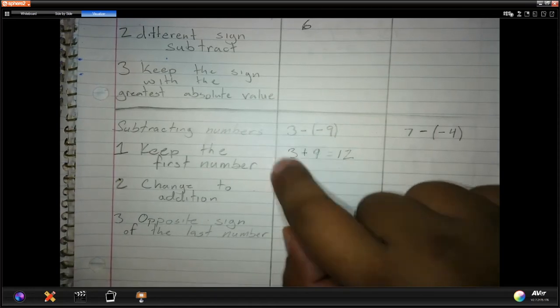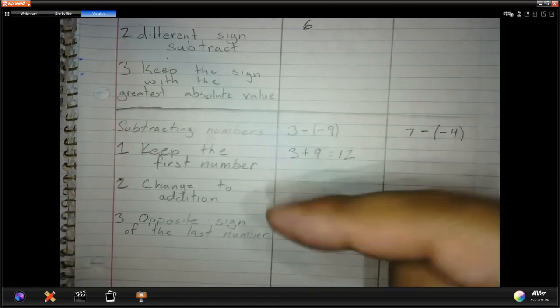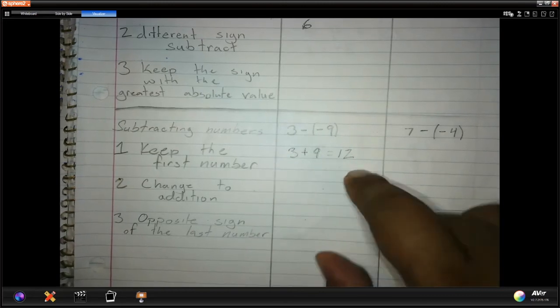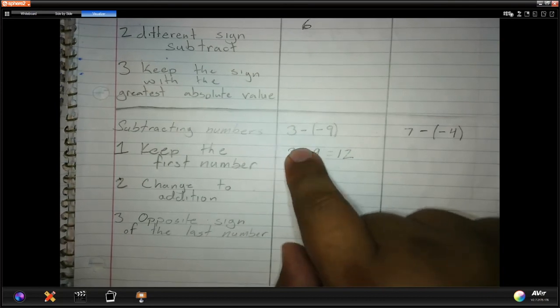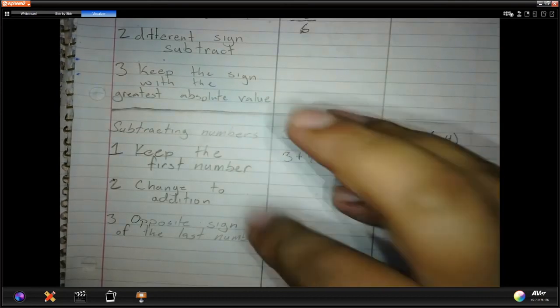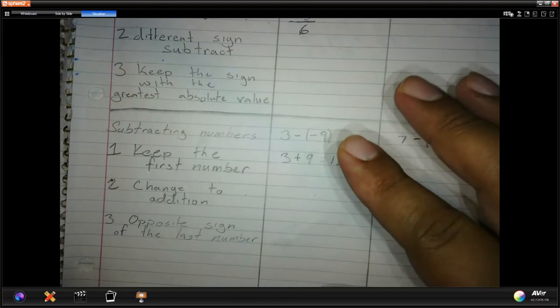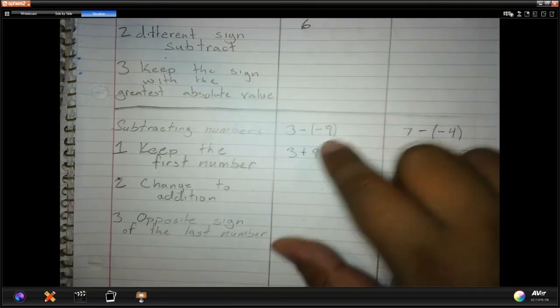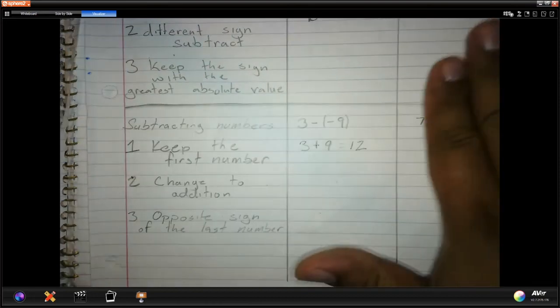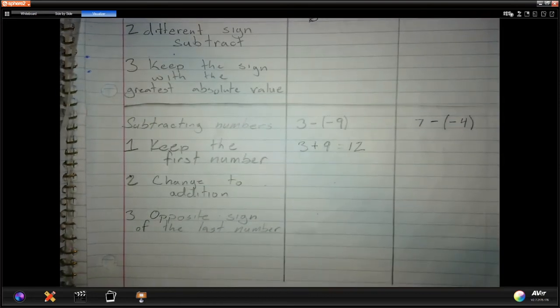So I rewrote my problem as an addition problem, and hey, look at that. 3 plus 9 equals 12. Really simple for me to do that problem compared to 3 minus a negative 9. I have to, okay, well, negative. If I take away a negative, it's like I'm adding. Okay, so now I can do it. So I don't have to worry about those negatives tripping me up. I'm just going to rewrite it and give me my answer.